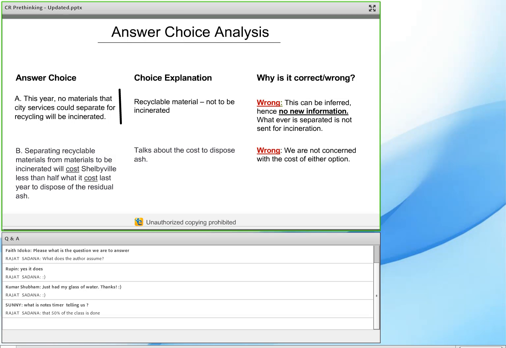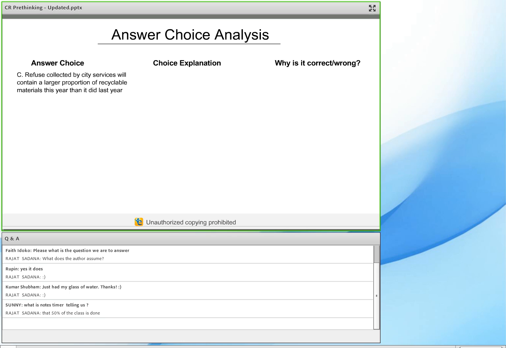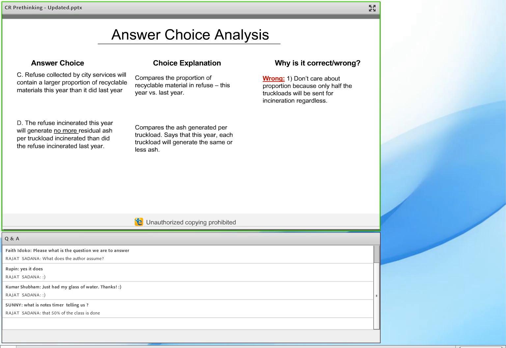Choice B talks about the costs. We don't care about the costs. We're not concerned about this. Choice C talks about the proportion of recyclable versus non-recyclable and compares it to last year. We don't know what the proportion was last year, and again we don't care. Why? Because I'm only going to get half as many truckloads for incineration.